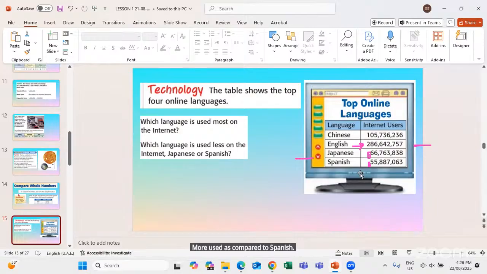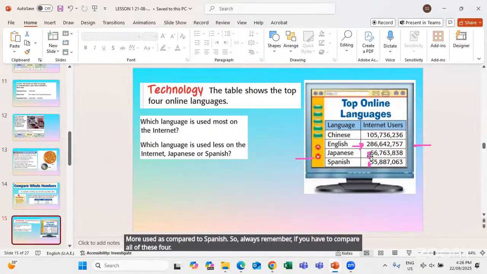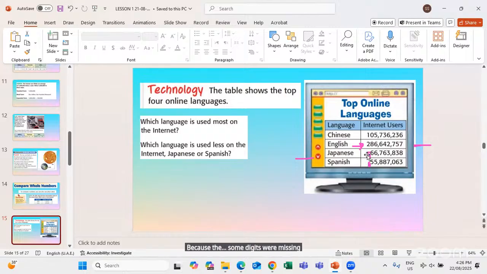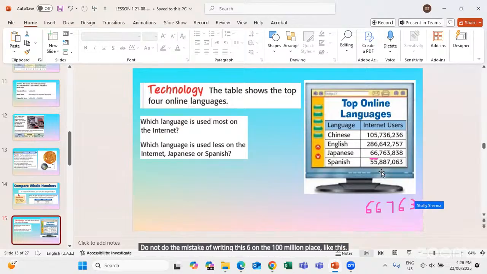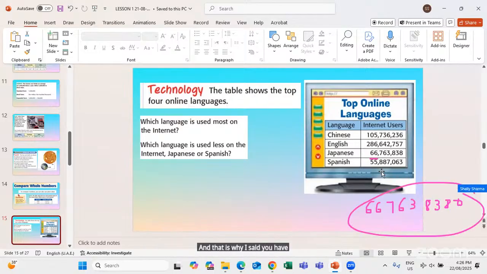So always remember, if you have to compare all of these four, because some digits were missing over here, the 100 million, you can always put a zero. Do not make the mistake of writing this 6 in the 100 million place like this. And that is why I said you have to start writing from the ones place values all the time.